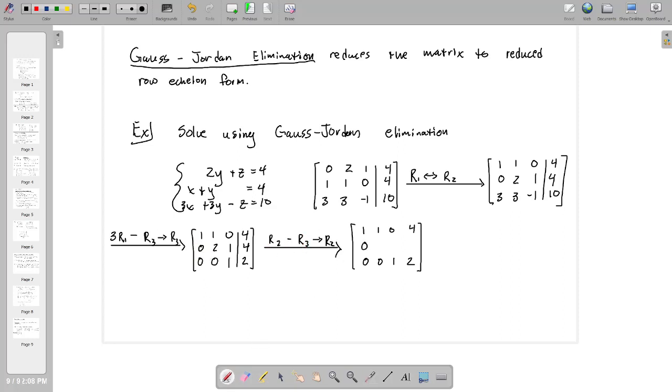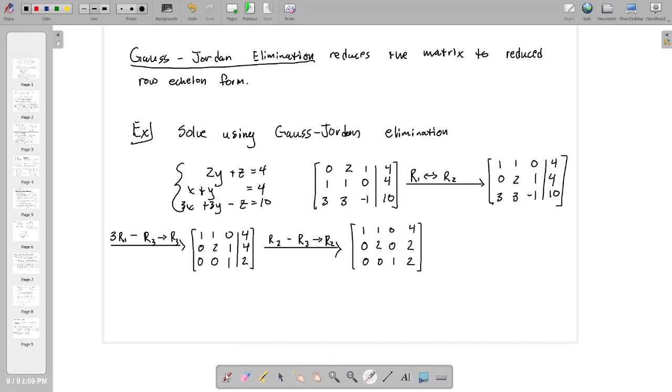That gives me 0. 2 minus 0 is 2. 1 minus 1 is 0. And 4 minus 2 is 2. So notice now, dividing this row by 2 is much easier. I don't have to deal with that 1/2 anymore.